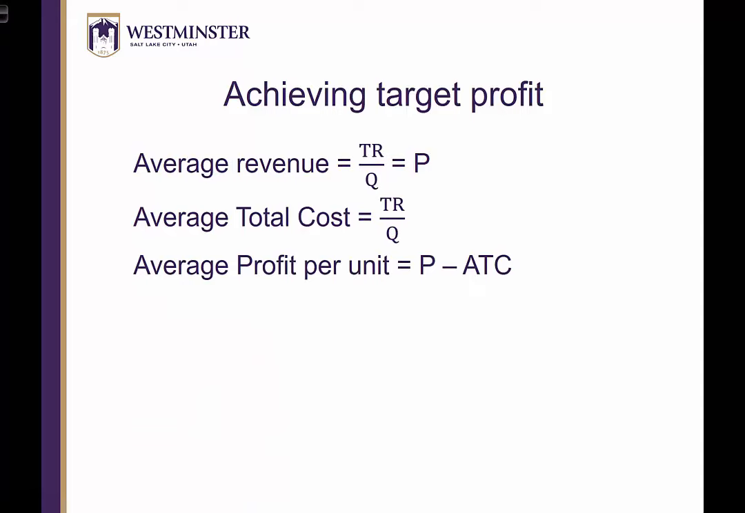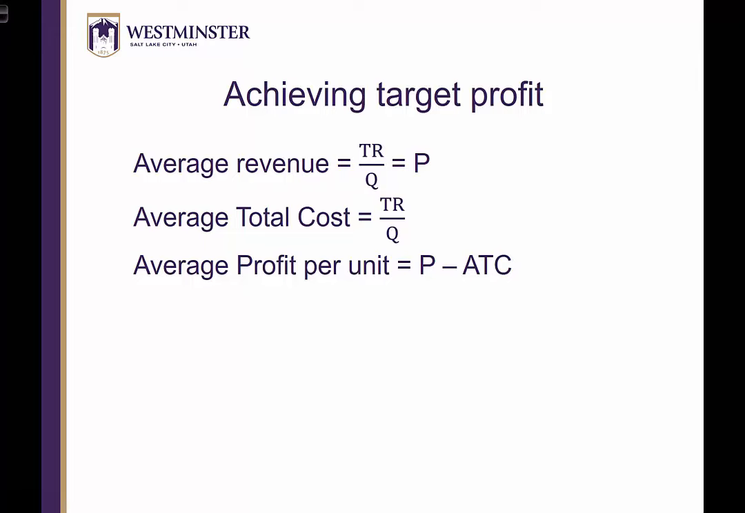Well, we can think about this also as being a function of average revenue, average total cost, and average profit per unit. So let's think about this. Our average revenue is going to be total revenue divided by the quantity, which is going to equal our price. So if you have a set price for a product and you don't deviate from that based upon the number of units being sold, price is equal to average revenue.